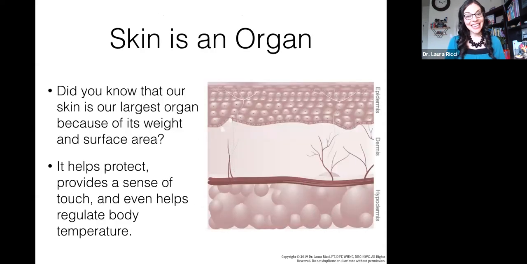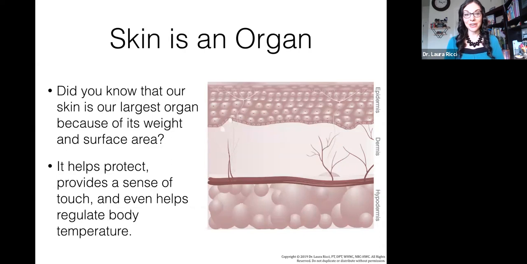And our skin is our largest organ because of its weight and its surface area, and it does a lot for us. We really need to respect our skin. It helps to protect us from outside invaders and pathogens. It provides a sense of touch, and it even helps to regulate body temperature. So you can see there the different layers of the skin, the epidermis, the dermis, and the hypodermis, that are listed there. So we're talking about applying something that is going to be absorbed in through our skin. It's going to come into our body, into our bloodstream.